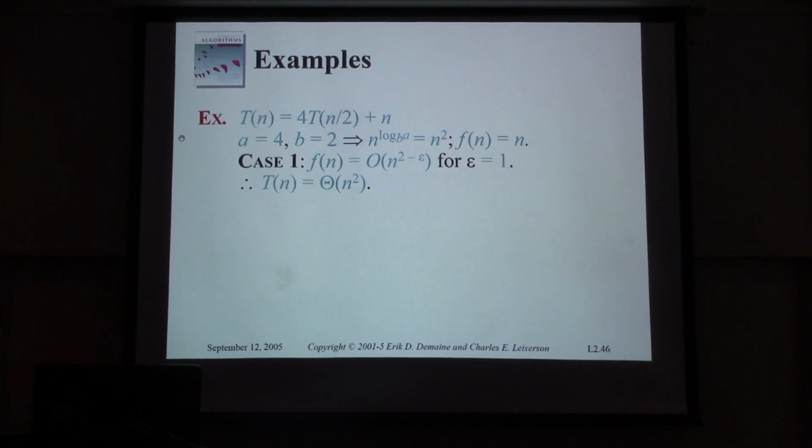And on level 2, you'd have n over 4. How many times? 16. So what's the actual work across level 2? 4n. So we start with n at level 0, 2n, 4n. What do you think is next? 8n, 16n. So the work appears to be increasing exponentially.